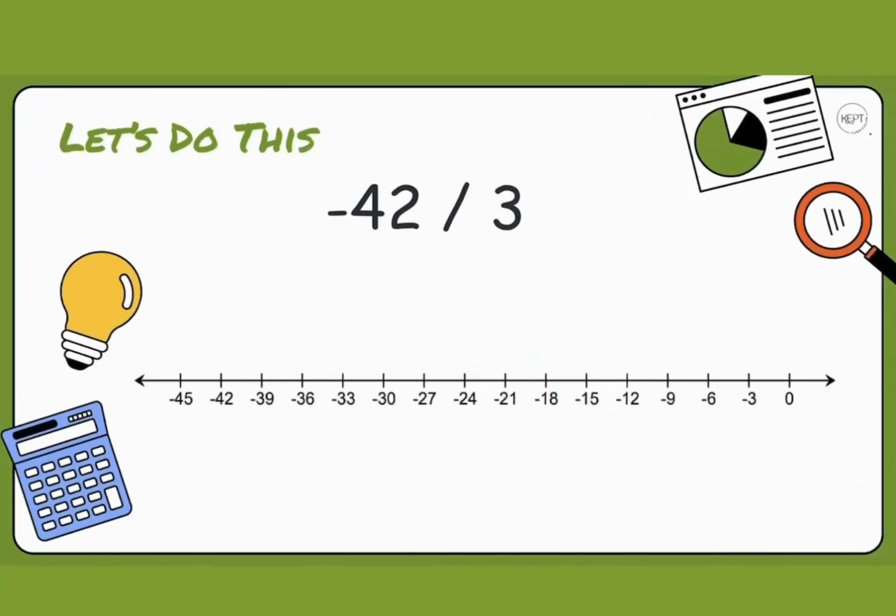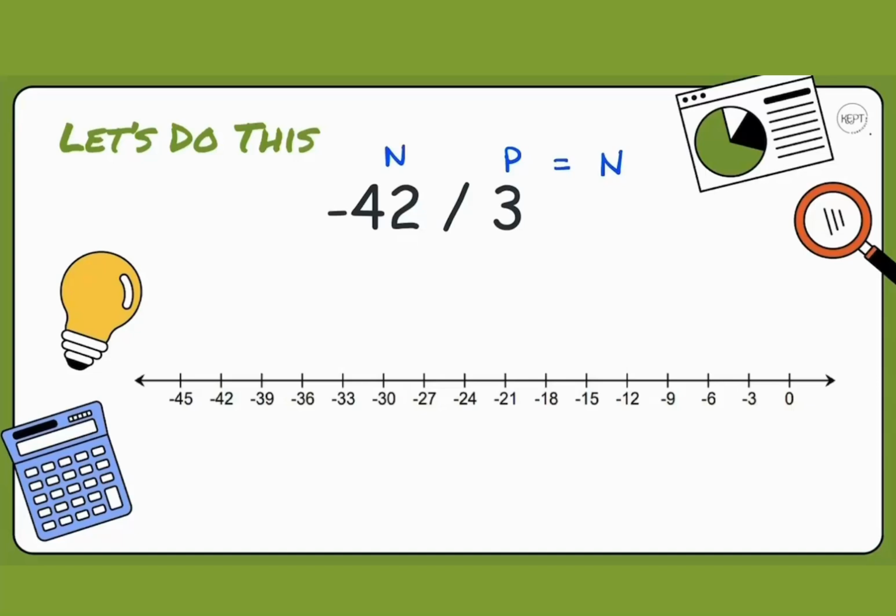Let's try another one where we have a negative number divided by a positive number. Now, what do you remember when the signs are different? Hopefully you remember that that will give you a negative answer. A negative divided by a positive is a negative. We are still trying to jump back to 0, so we are going to start at negative 42.